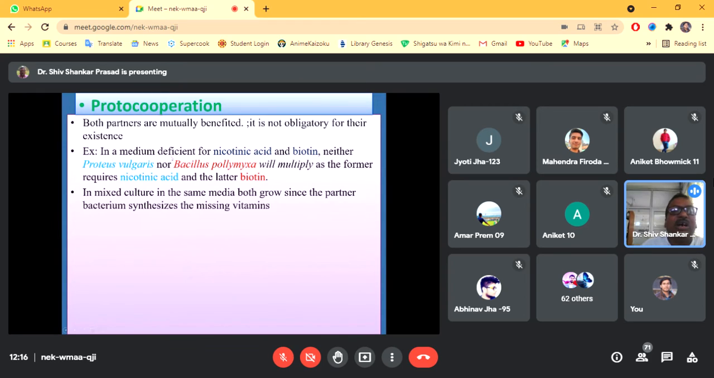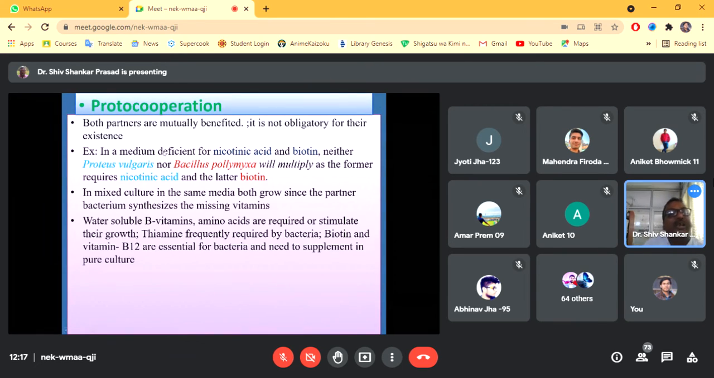है ना, तो अगर अलग अलग मीडियम में हम बोलना चाहें, Proteus vulgaris and Bacillus polymyxa, they never grow without the nicotinic acid and biotin, but when we grow them in the same medium without addition of nicotinic acid and biotin, they will grow because the required materials are synthesized by the partner microbes. Okay, so in mixed culture, in the same media, both grow as the partner bacterium synthesizes the missing vitamins.